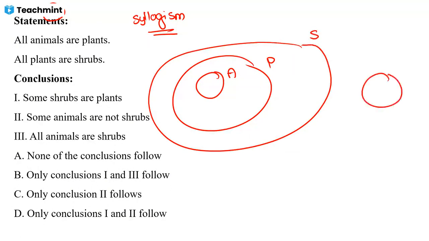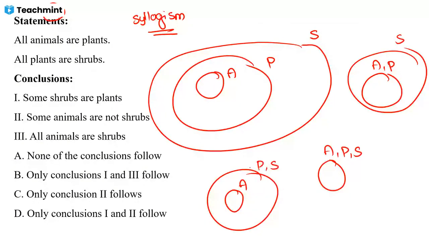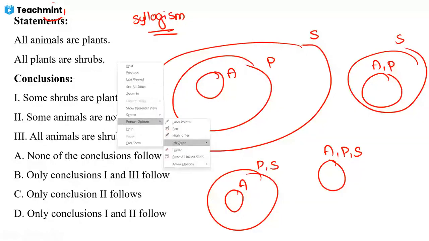Or else I can say all animals are plants, all plants are shrubs, in a different arrangement. All 4 are correct diagrams for this statement. Now I have to see which conclusion is true in all diagrams, then that is correct.